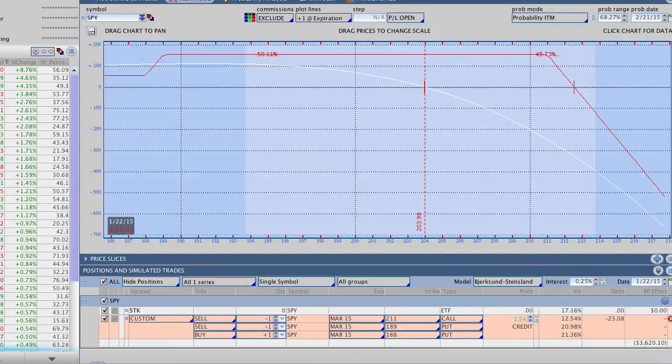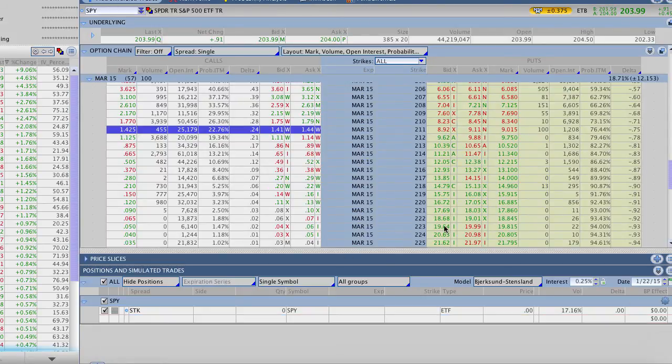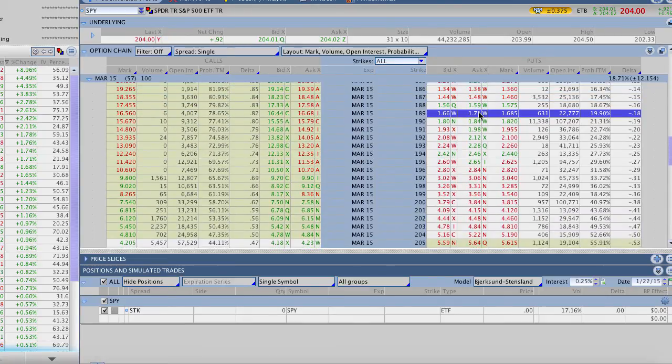So what we're going to do here is go to an analyze chart with SPY, and we're going to build this strategy out right now in front of you. We're going to focus just on the March contracts. SPY is currently trading at about 204, and March contracts are about 57 days out.